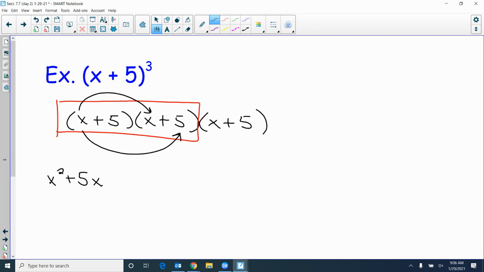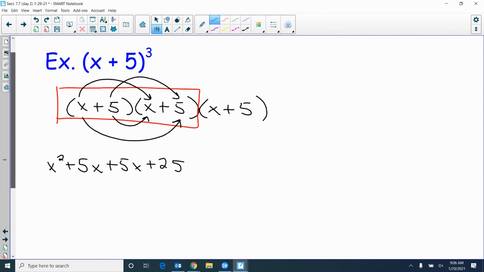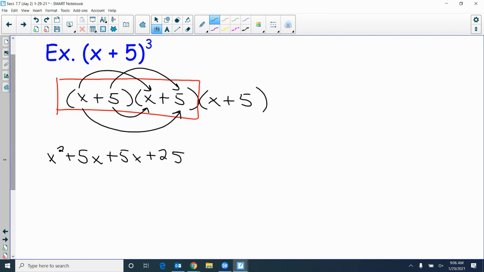Okay, then move to the 5, and I get 5 times x, and then 5 times 5, which is plus 25. And you're gonna be better off to simplify first. What does the two 5x add up to? 10x.